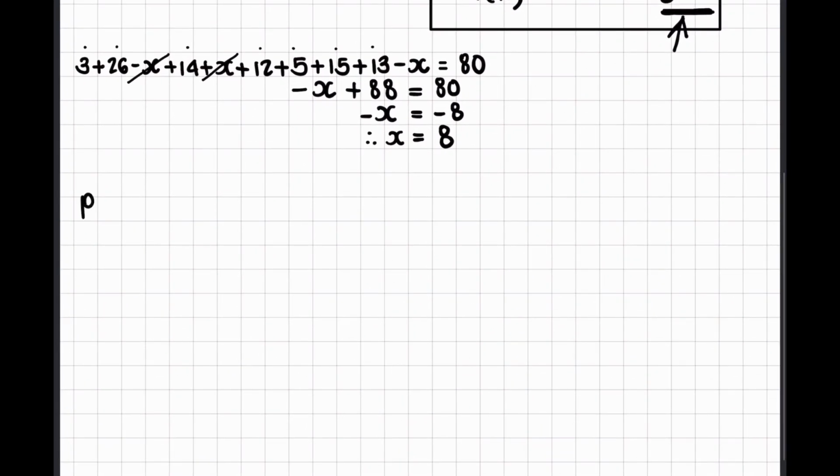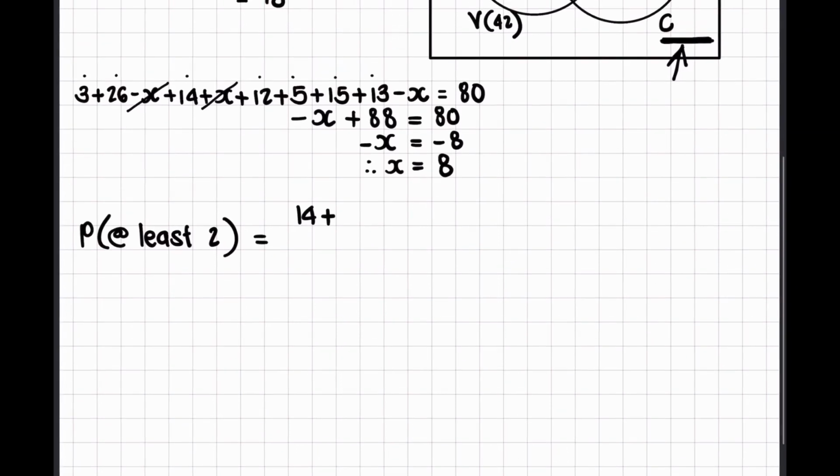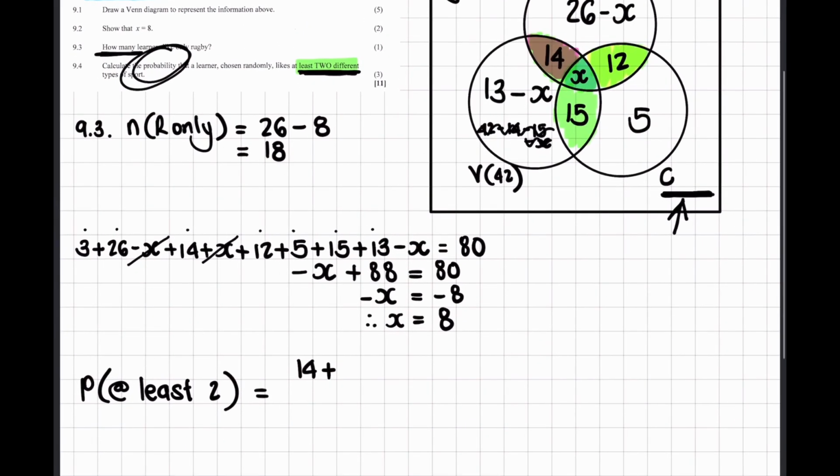So the probability of at least 2 would be equal to the 14 plus the x, let me just do it like this so that you can see it, plus the x, which is 8, plus the 12, plus the 15, and its probability, so it would be over the total sample space, which in this case is 80. So the probability of at least 2 comes to 49 out of 80.